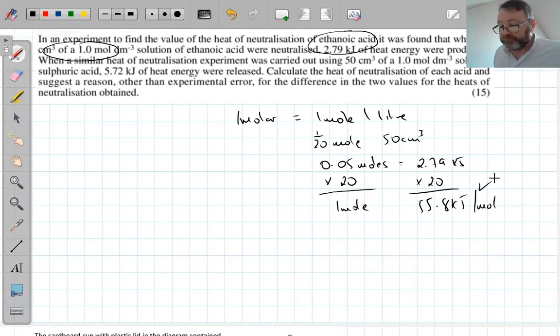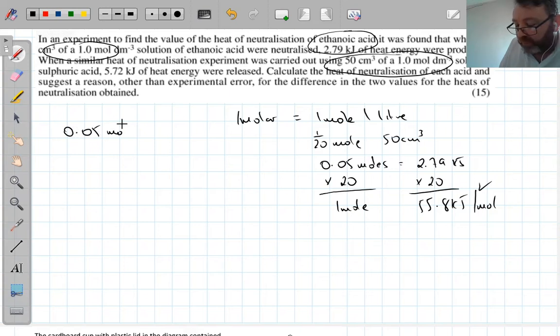Okay, what else are we told? When a similar heat of neutralization experiment was carried out using, again, 50 centimeters cubed of a 1 molar solution of sulfuric acid, so now we've got a very, very strong acid, it says 5.72 kilojoules of heat energy were released. So again we've got to go back and figure out, there's going to be a little change here. 50 centimeters cubed of a 1 molar solution, what does that mean? Well, that means a 20th of a mole, which again is 0.05 moles of H2SO4.